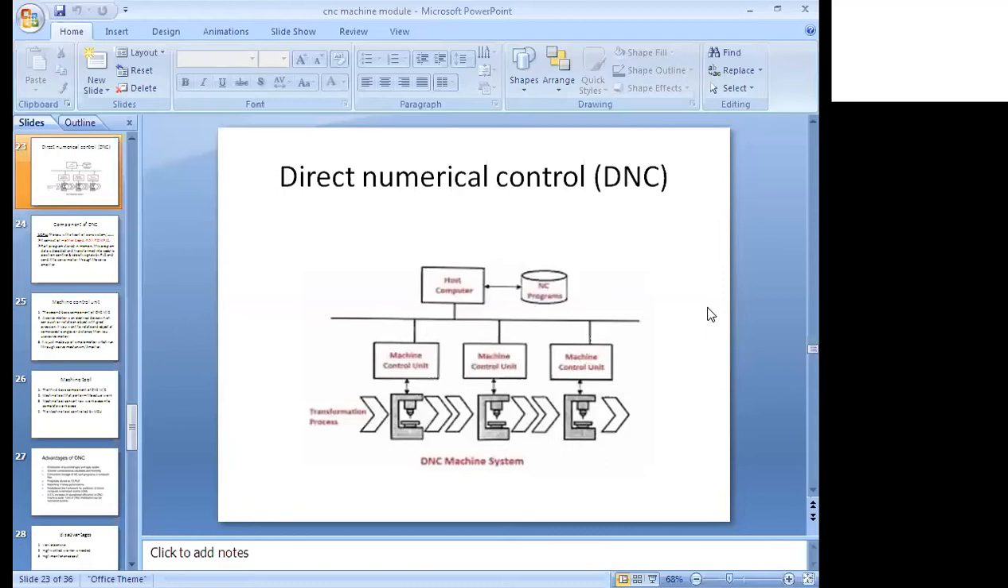I will start with the new machine, the direct numerical control machine. Here in the slide you can see it. I think it is a very important machine. It came from the continuous effort of research and development. Today we are going to discuss this new important machine, the direct numerical control machine.